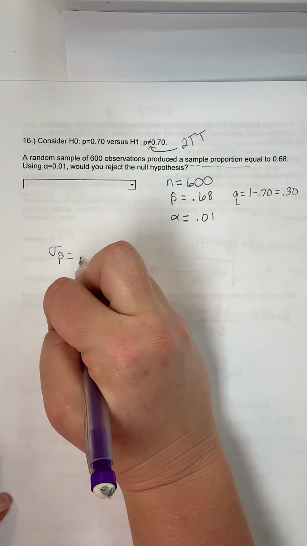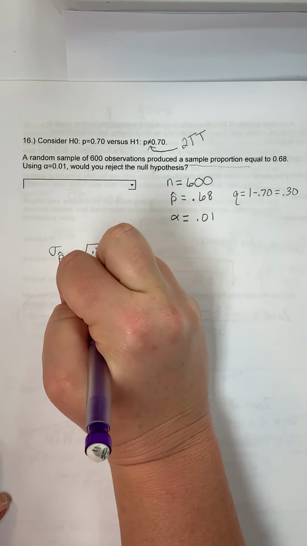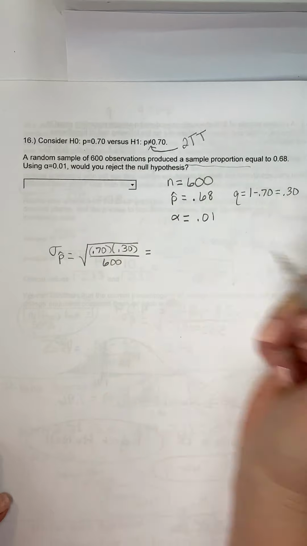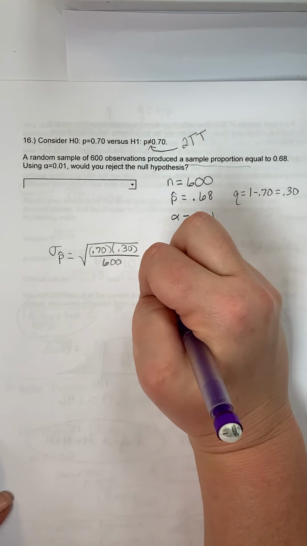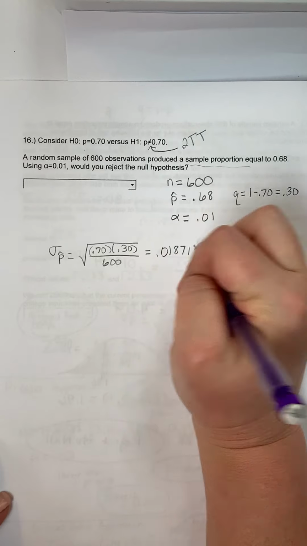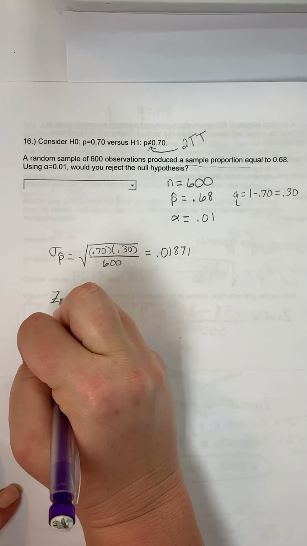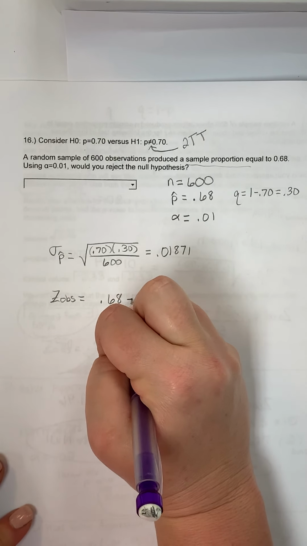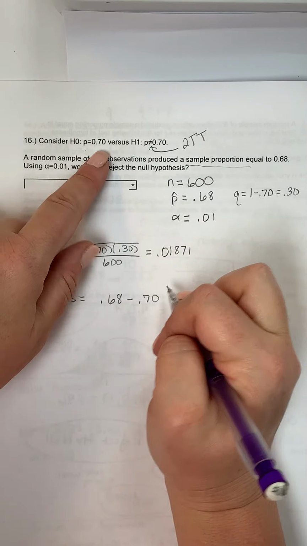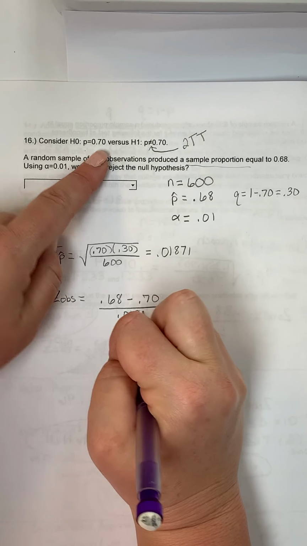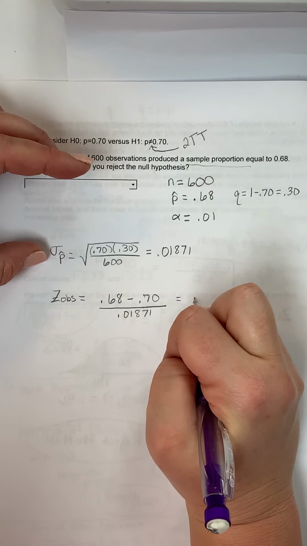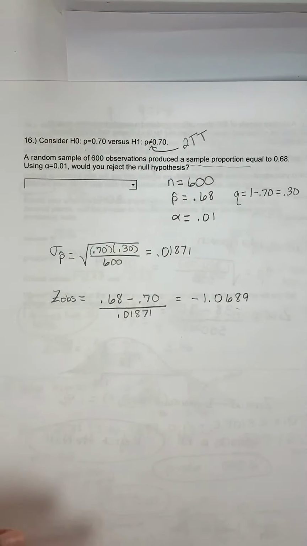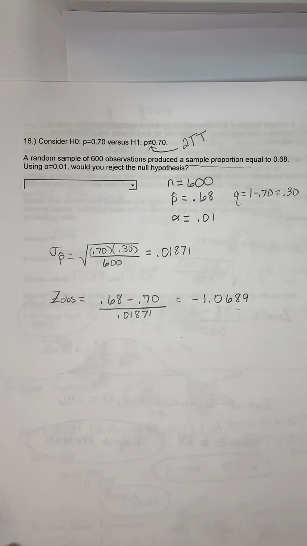Sigma p hat is going to be the square root of p times q over n. I worked that out and came up with 0.01871. Okay, I'm going to find Z observed. That's going to be p hat minus p, remember that's from the null, all over sigma p hat. That gives me negative 1.0689. I don't know why I took it out so far, but there I did. Okay, that's my Z observed.